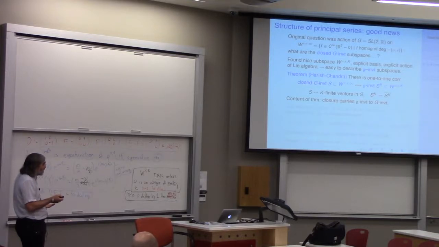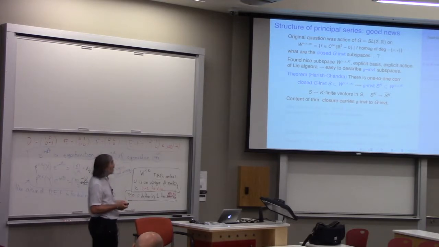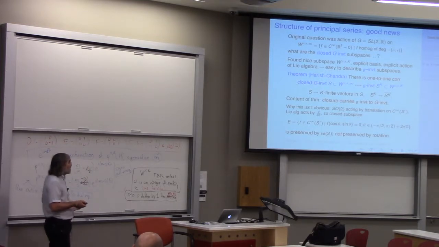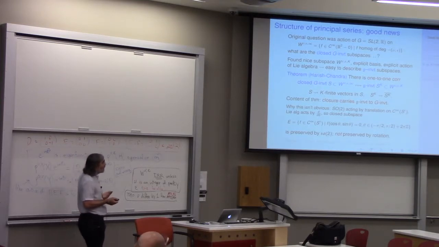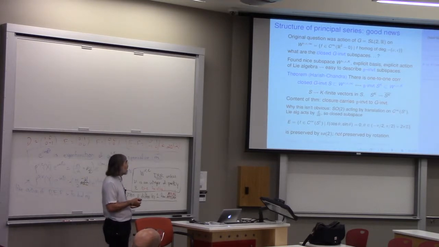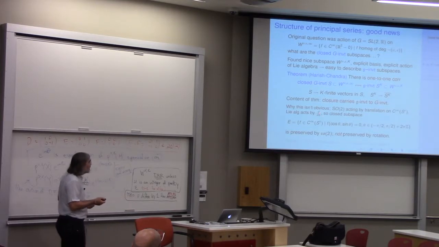If you take this Lie algebra invariant subspace and close it up, you get a group invariant subspace. And I just want to mention that that's not a trivial fact. If you look at SO2 acting by rotation on functions on the circle, the Lie algebra action is d/dθ.